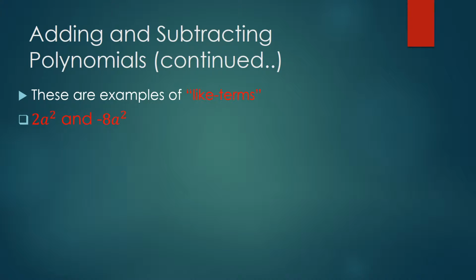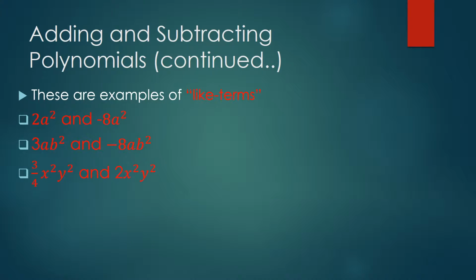You see here 2a squared and negative 8a squared are like terms because they both have a squared in them and they both have a coefficient in the front. These are another pair of like terms, 3ab squared. So your variable combination is ab squared, and you have ab squared, and they both have a coefficient in the front. So these are like terms.